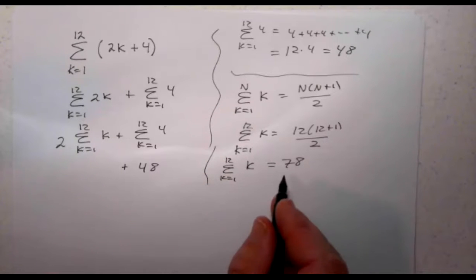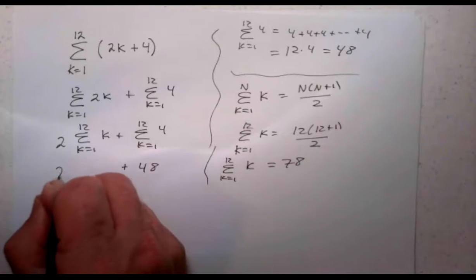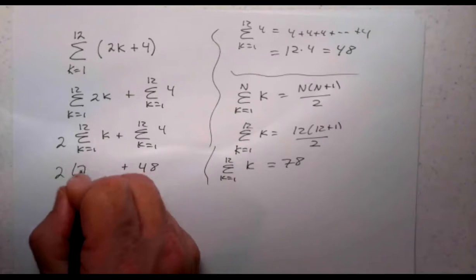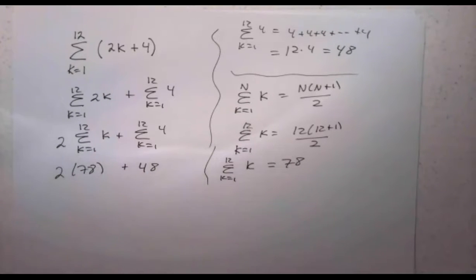So the sum as k goes from 1 to 12 of k is 78, so I have 2 times 78 plus 48. What is that going to give me? 2 times 78 plus 48 is 204.